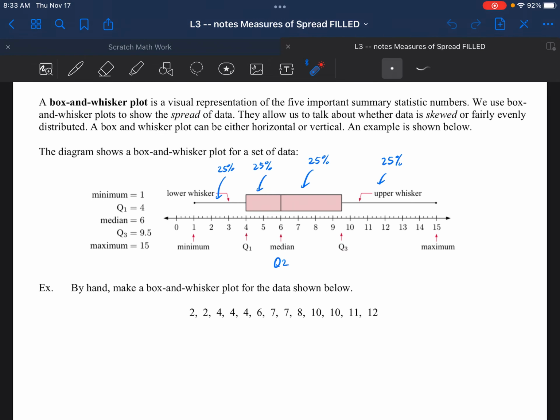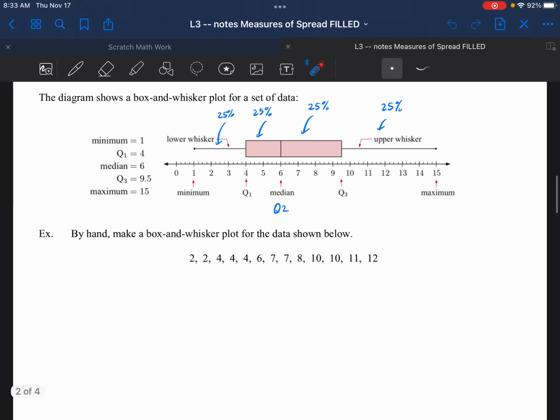All right. These are really good at showing the spread, right? If you have a very narrow, like if the box and whisker plot was the whole length here from 1 to 4, it'd be very narrow spread. And so it allows us to talk about the spread, and they allow us to talk about the shape, which means skewed or evenly distributed, which is like uniform. Which is like symmetric. Okay, you can make them either horizontally or vertically, but commonly they're horizontal, which is how this is. So let's do an example by hand.